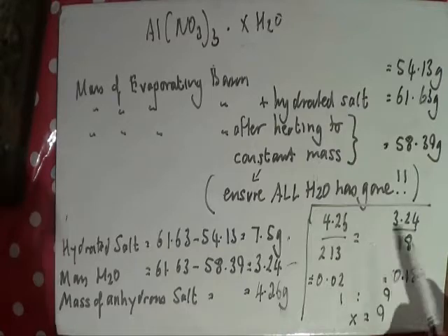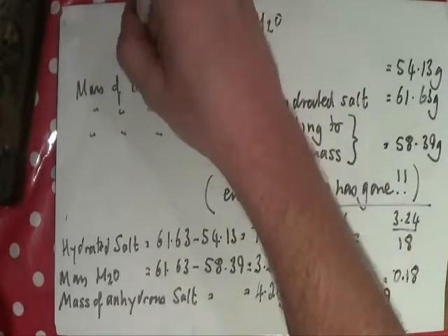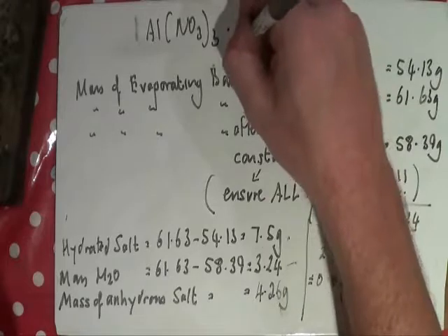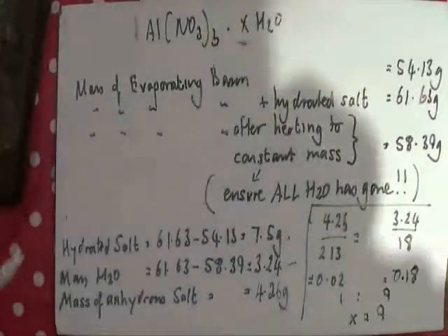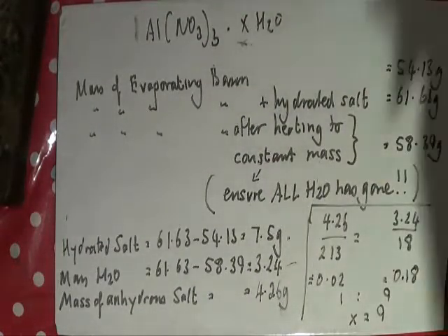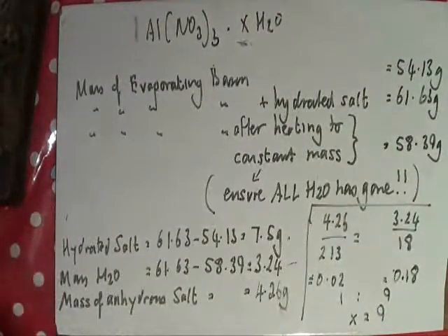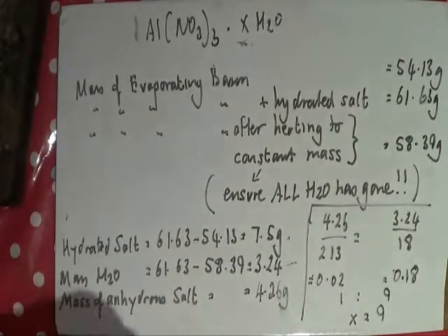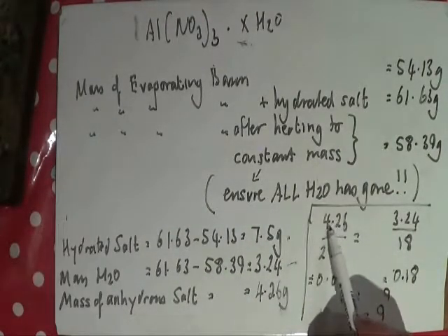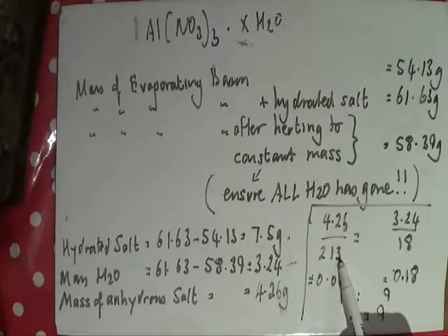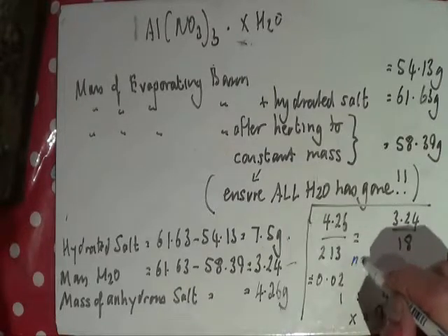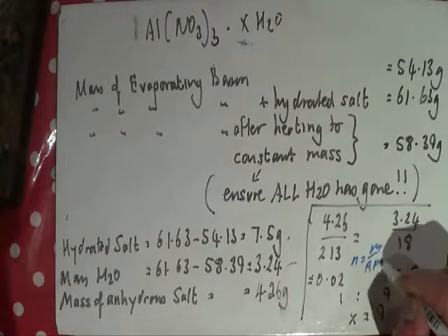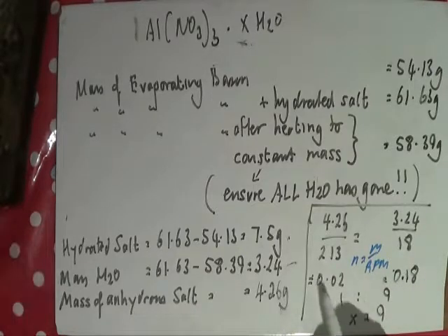Right, so remember, we want to work out the ratio of moles of that to moles of this. So we must convert our mass of anhydrous salt into moles of anhydrous salt. That is the mass of anhydrous salt, that's the RFM of the anhydrous salt. Remember that number of moles equals mass over RFM. And that is 0.02 moles of that.